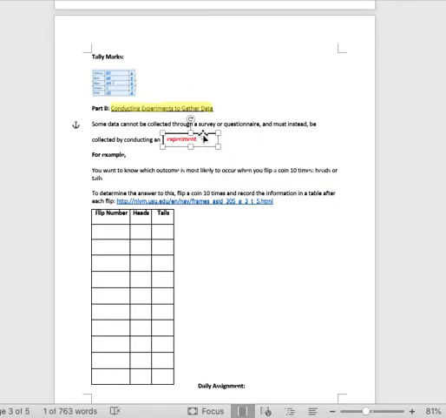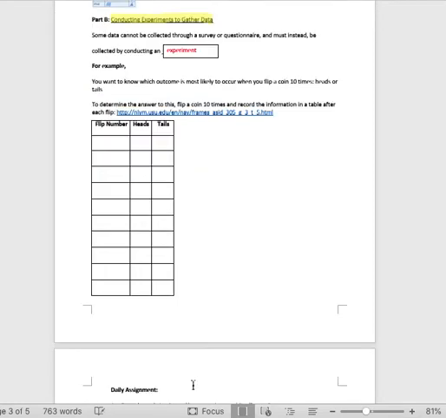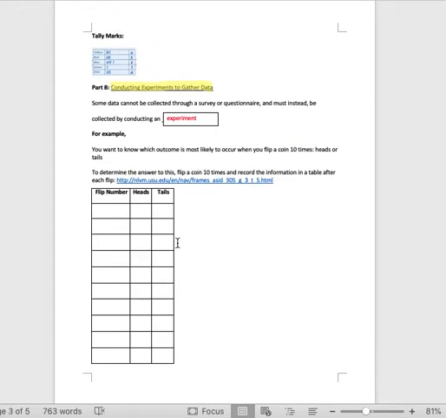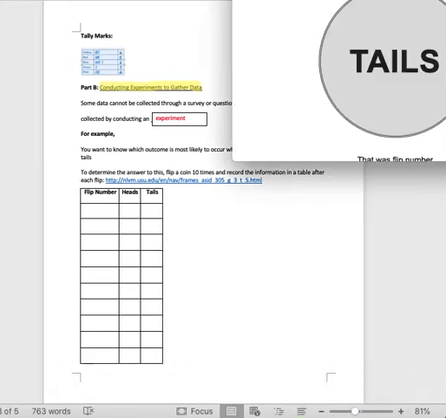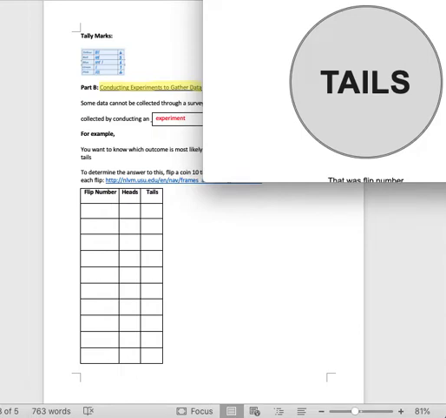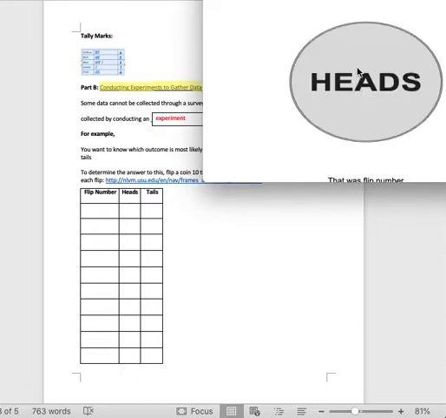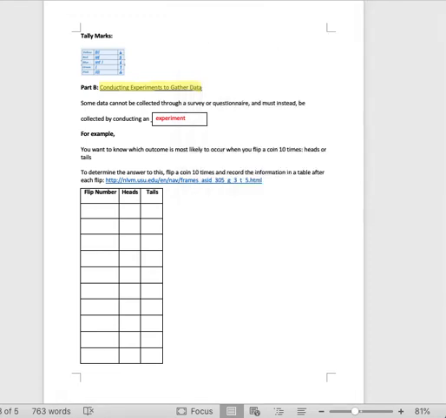So for example, if you want to know the outcome that is most likely to occur when you flip a coin 10 times, what's going to happen more likely, heads or tails, you actually have to do an experiment. So let's do that really quickly. I just need to grab my online coin. This is my online coin. All right, so what you're going to do is flip. So I'm going to click, and it's going to be tails. So you're going to grab your pen. That was flip number 1, and I'm going to put a little X where the tail was.